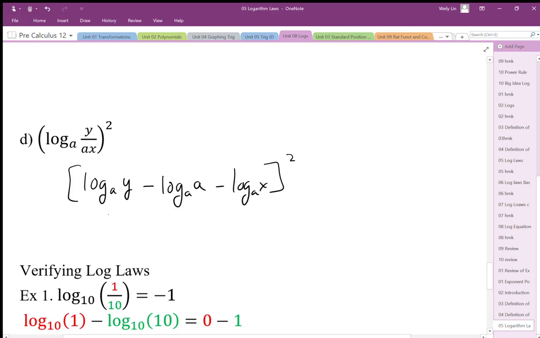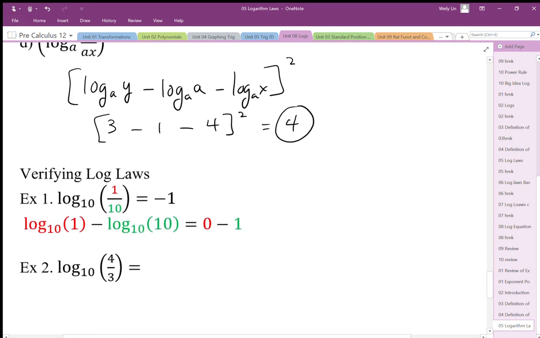Log base a of y we worked out to be 3. That's equal to 1. That's equal to 4. And then we're going to square whatever that answer is. 3 minus 5 is negative 2. Negative 2 squared is 4. So the final answer is 4.